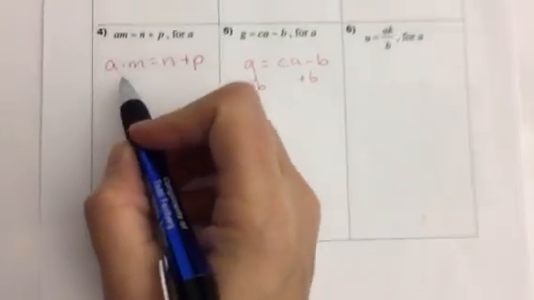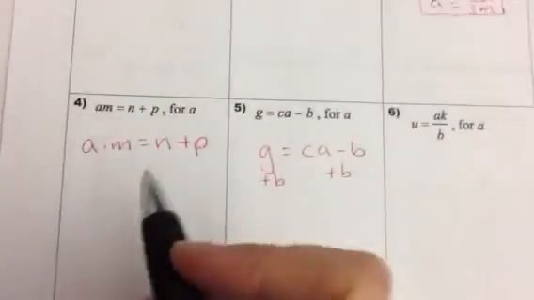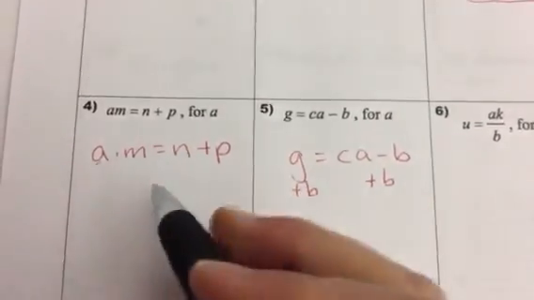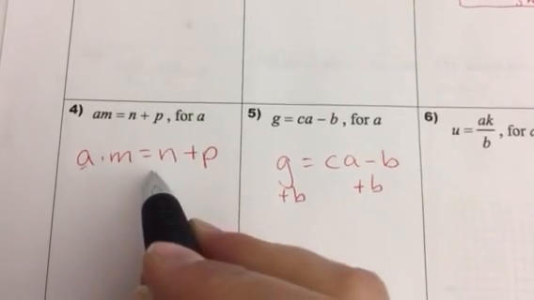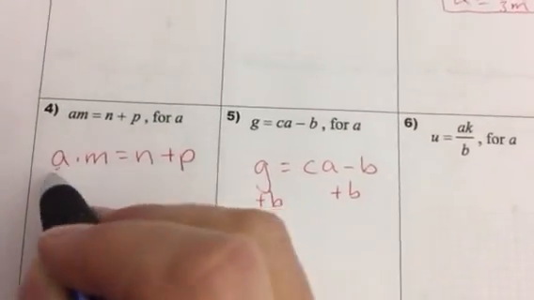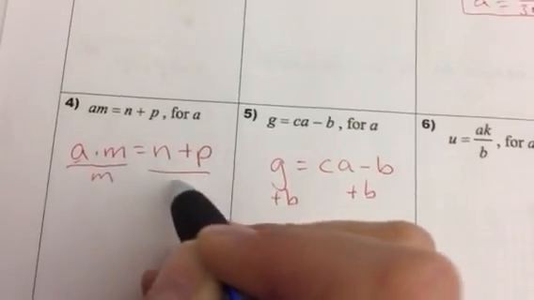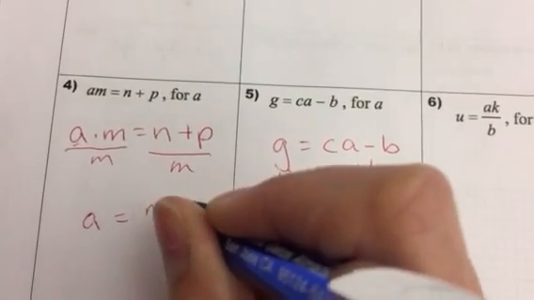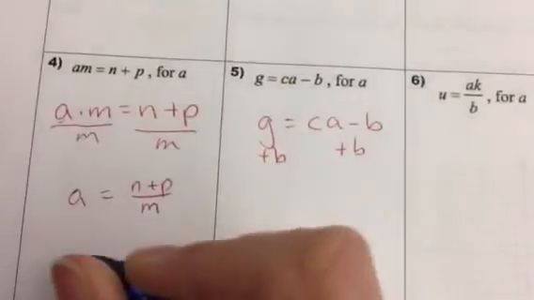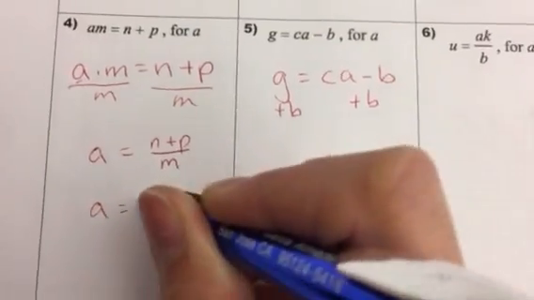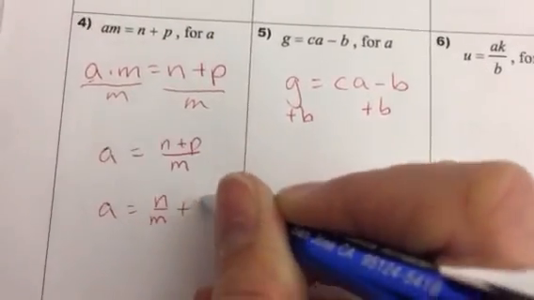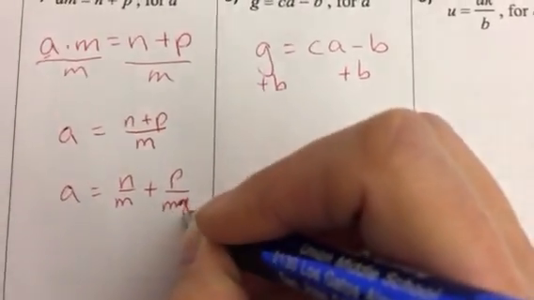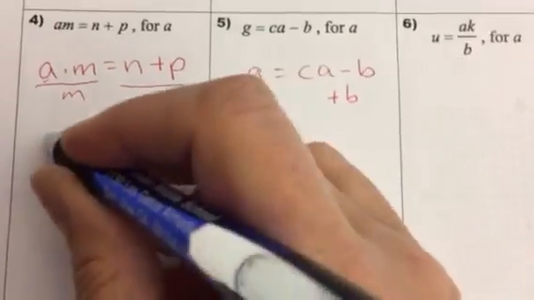I started by rewriting this equation so that you could see that it's a times m is equal to n plus p. I'm solving for a, this one right here. So all I have to do is divide by m, both sides, in order to isolate that a. So I'm going to divide by m, and I get a is equal to n plus p over m, but I could also write it as a is equal to n over m plus p over m. Those are exactly the same thing. I kind of like it like that.